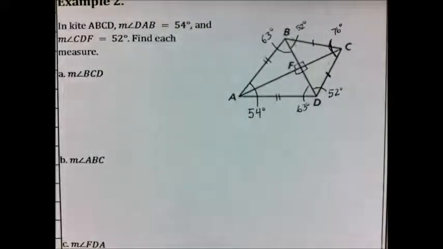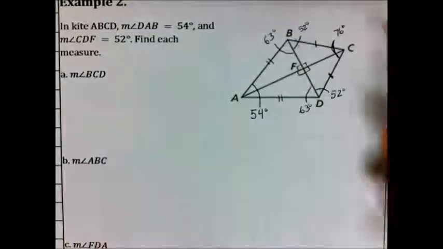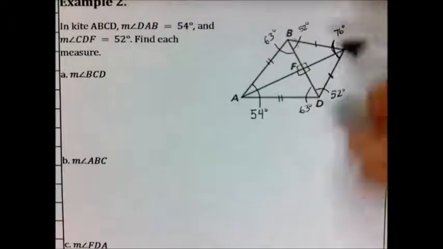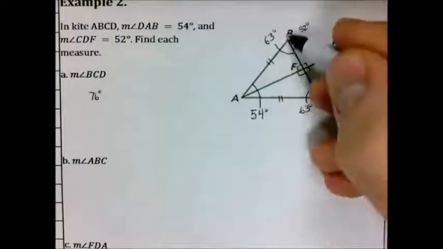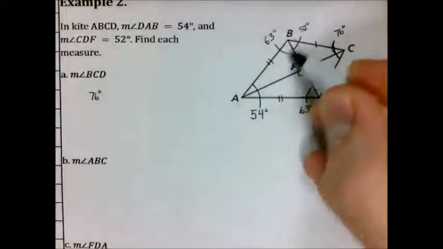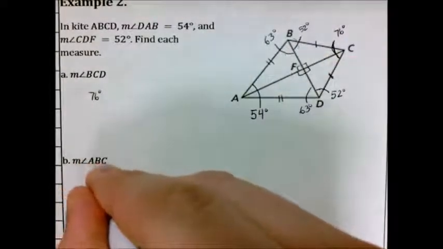All right, so we've actually already gone about finding every single one of these angles, and if we look at the problem now, this is going to be pretty easy to solve, right? Measure of angle BCD we found was 76 degrees. Measure of angle ABC is just the combination of these two together, which would be 115 degrees.